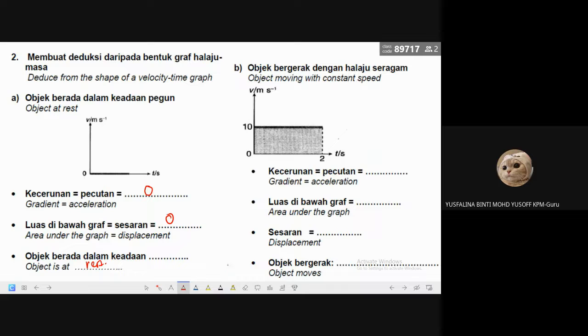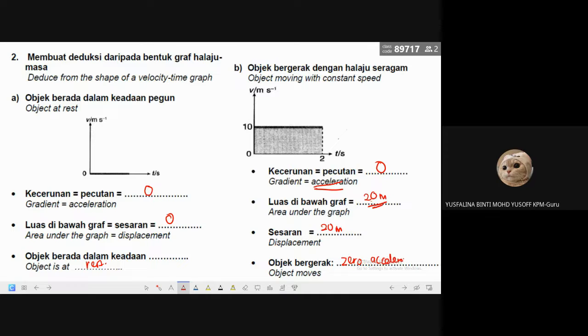Now the object moves with constant speed. Can you draw the triangle here? No, cannot draw. So the gradient is 0. The gradient represents acceleration, so the gradient is 0 and the acceleration is also 0. How about the area under the graph? This one you can just calculate. This is just like a rectangle, right? So 2 times 10, we get 20 meter. This is your displacement, because displacement is represented by the area under the graph. So 20 meter. That means the object moves at 0 acceleration.